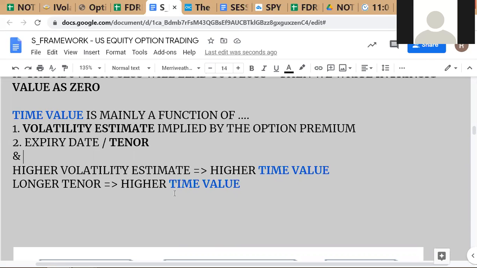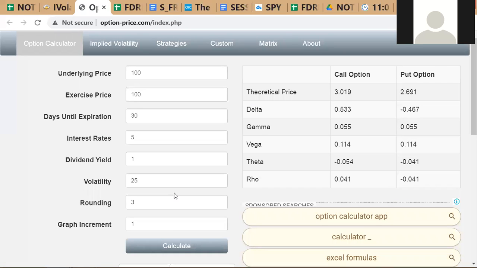Okay. And what is the vol estimate? If you can see here, this is the vol estimate in an option. If you assume that the option market, through the interaction of buyers and sellers, is also using this kind of option model, and they're coming out with the option price of say 3.02, well, that means they must be using a vol estimate of 25.